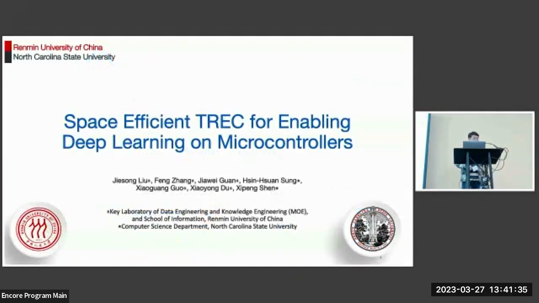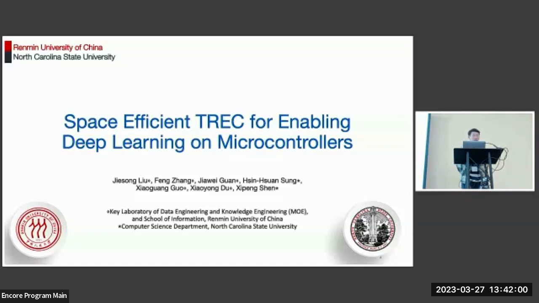Jiesong Liu is an undergraduate at Renmin University in China. His research interest lies in the fields of computer architecture, design, compiler optimization, programming systems, and acceleration for programming languages and machine learning. Today he's going to talk a bit about his AI machine learning method, space-efficient TREC for enabling deep learning on microcontrollers.